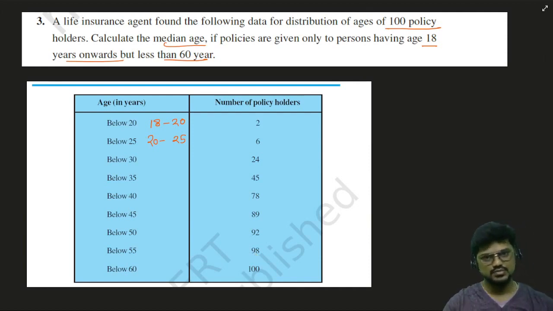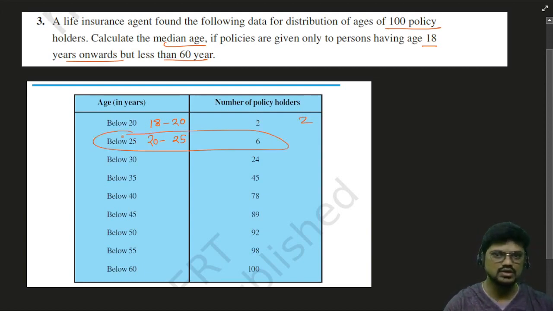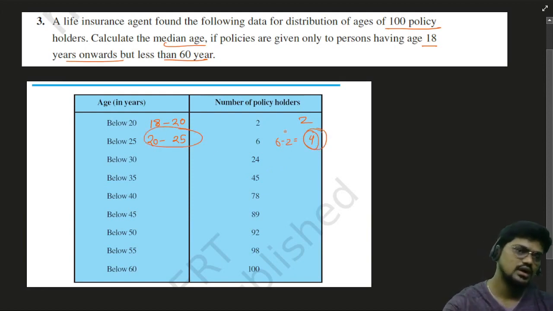So over here also you have to subtract. This is total 2 holders. In total, below 25 there were 6. So from 20 to 25 you have to subtract this, that is 6 minus 2, which gives you 4. So the number of policy holders in the age of 20 to 25 are 4. Understood?